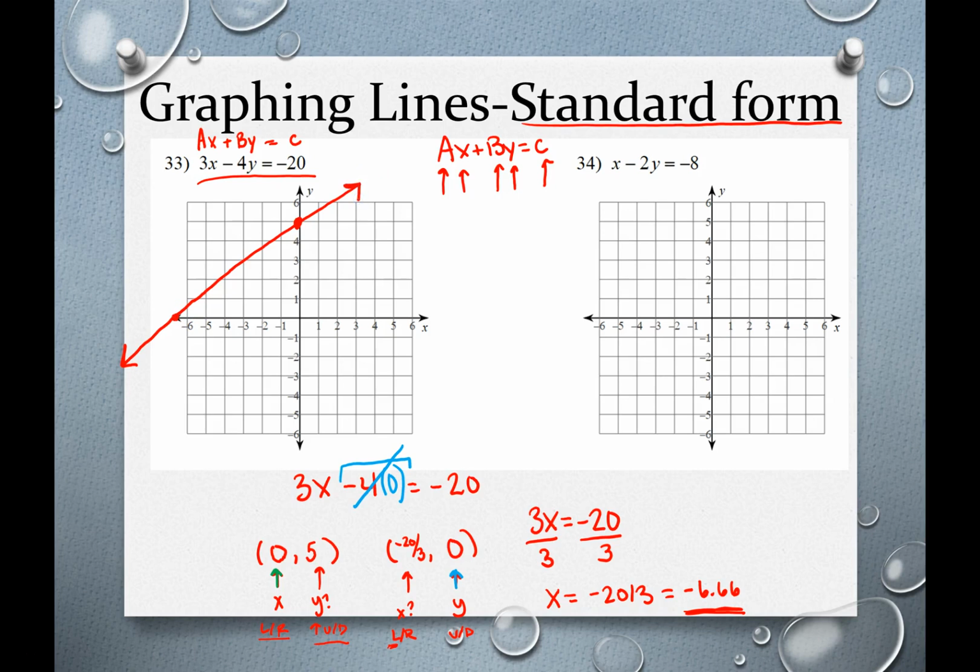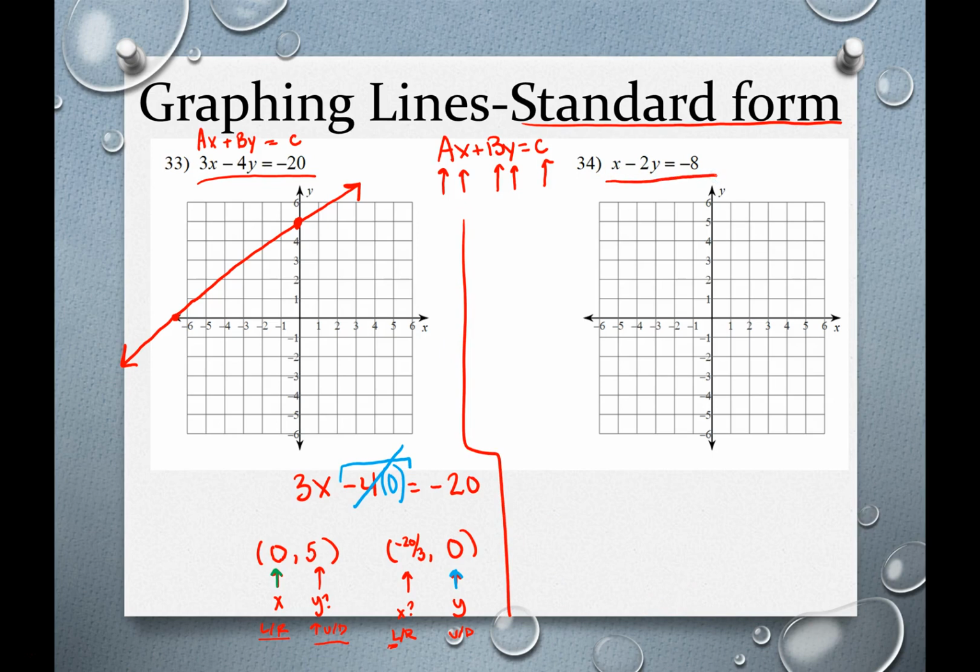Okay, let's go ahead and try another one. If you don't mind, I'm going to erase this so we have a little bit more room. So my next equation is x minus 2y equals -8. So I have x minus 2y equals -8.